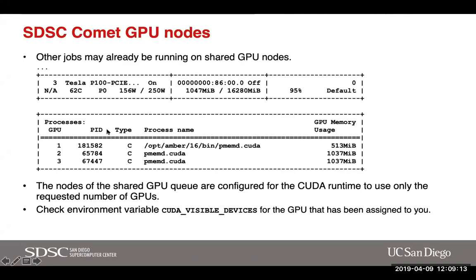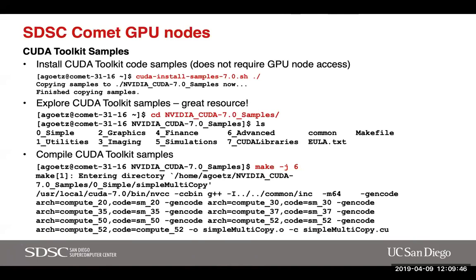So here's an example where nvidia-smi gives an output and says GPUs 1, 2, and 3 are running these jobs, which in this case is a GPU accelerated version of a molecular dynamics program called PMEMD. The nodes of the shared GPUs are configured in such a way that the CUDA runtime only uses the requested number of GPUs, so you don't have to worry about doing that. There's an environment variable that gets set, called CUDA_VISIBLE_DEVICES, and that should be set to the GPU that is assigned to you. You should not change that, but you can check it.